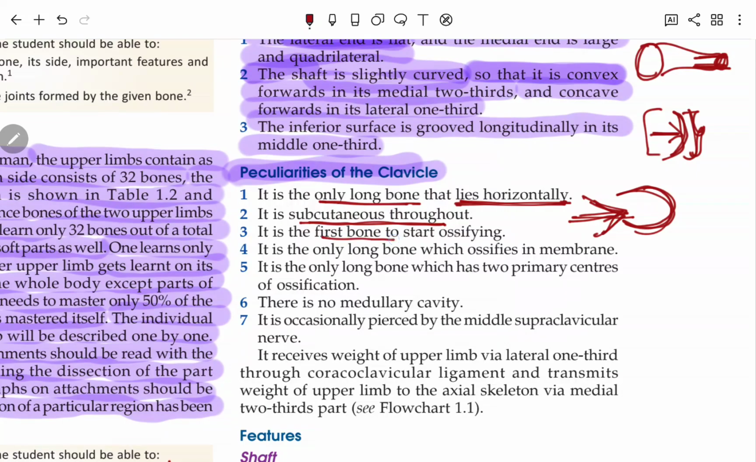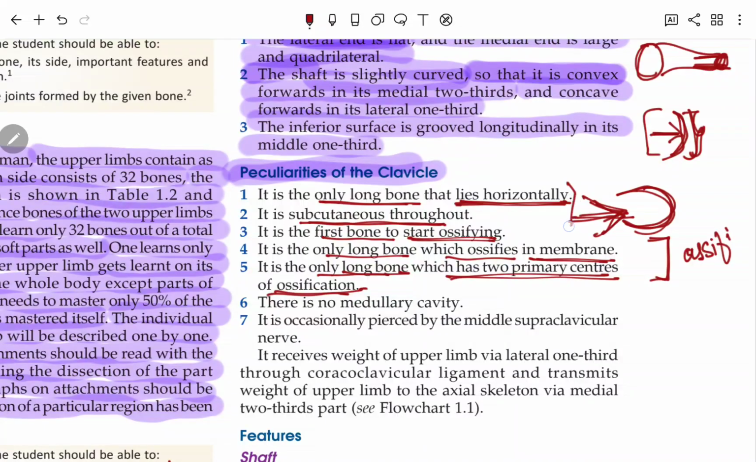It is the first bone to ossify. It is the only long bone which ossifies in membrane. It is the only long bone which has two primary centers of ossification. You need to remember these like mnemonics, arranging them in your mind. Three points are about ossification.